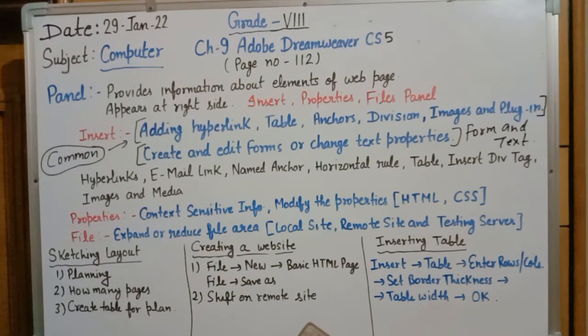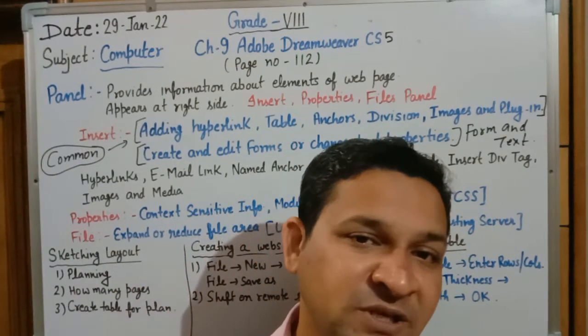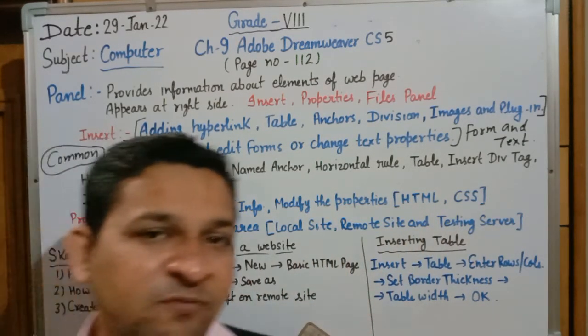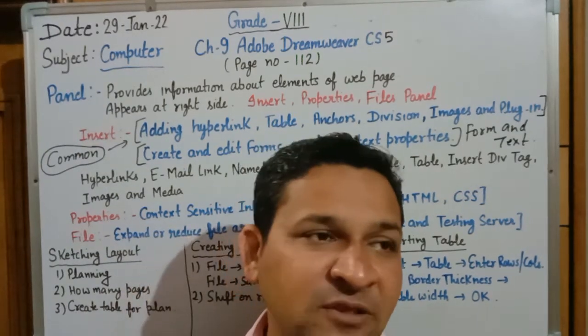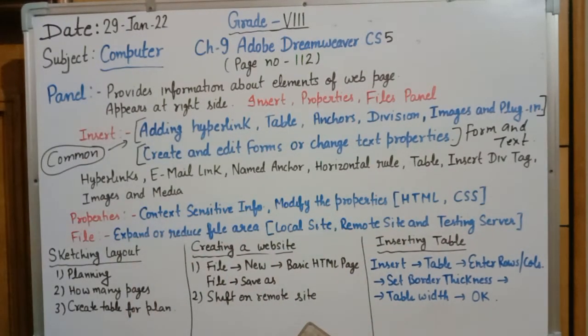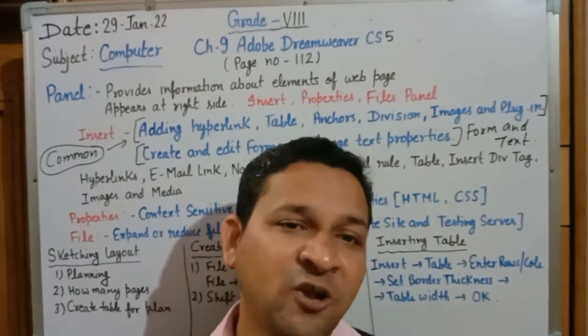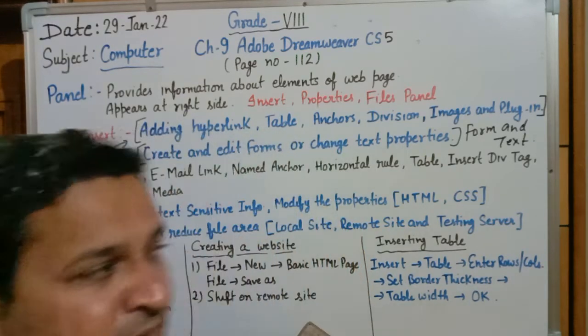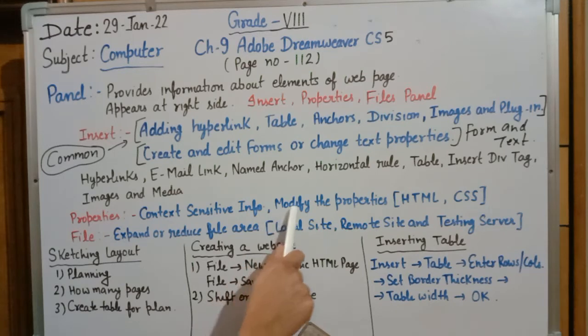Now come to the next part, properties. Properties provide context-sensitive information about a web page. It means what the properties are for a specific web page document, for a button, for a frame, for a table. It provides detailed information about a specific element, and it helps to modify the properties of your document. You may want to resize, increase, decrease, or add something; in that case it helps to modify the properties.